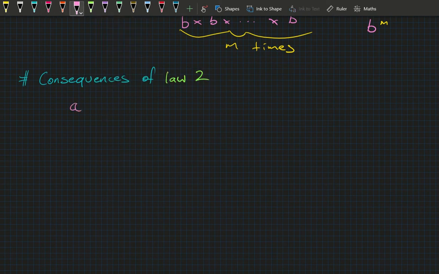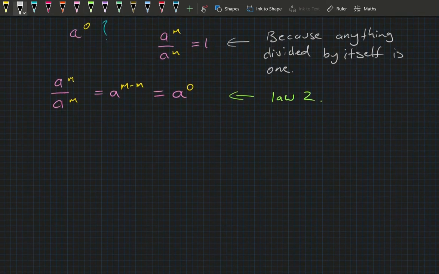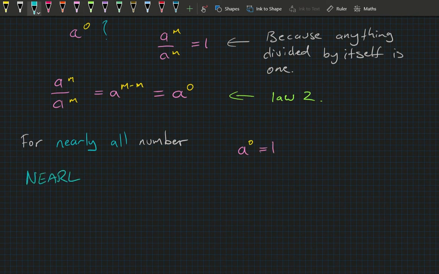The first consequence is, what does a to the 0 mean? Well, let's start off with the fact that anything divided by itself is equal to 1. So a to the m over a to the m equals 1. I hope you agree with that. But by law 2, a to the m over a to the m equals a to the m minus m. And m minus m is 0, so that equals a to the 0. And as I said, we justify this with law 2. So when we put these two facts together, that means that for nearly all numbers, a to the 0 is equal to 1. So why did I say nearly? Because there's one notable exception.